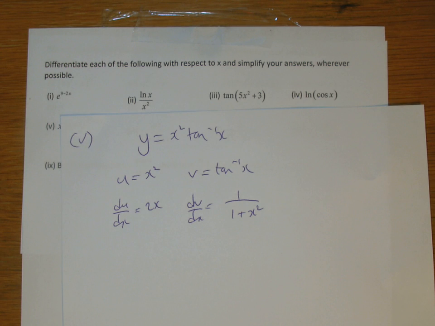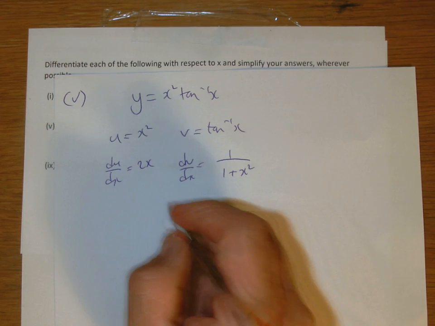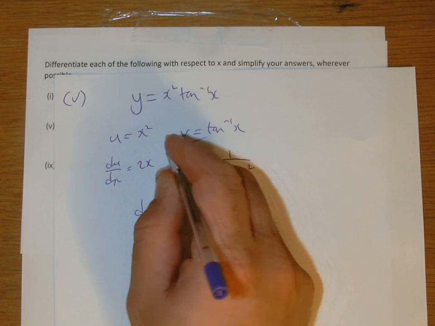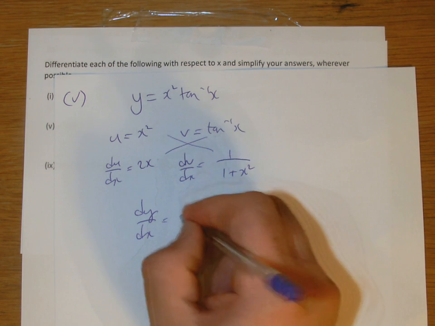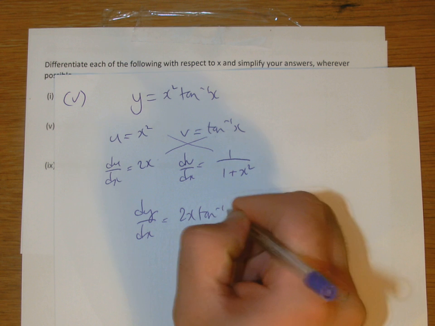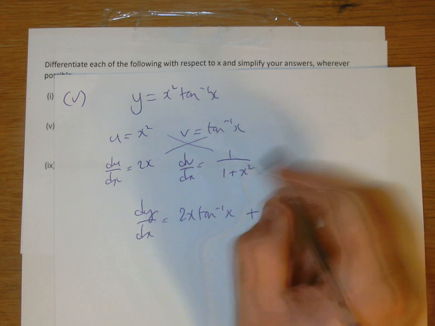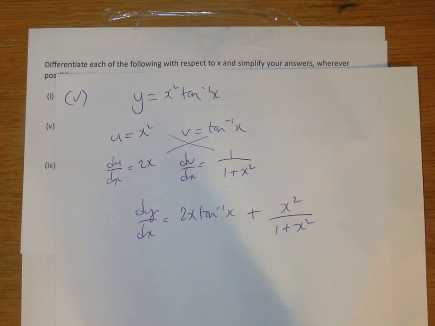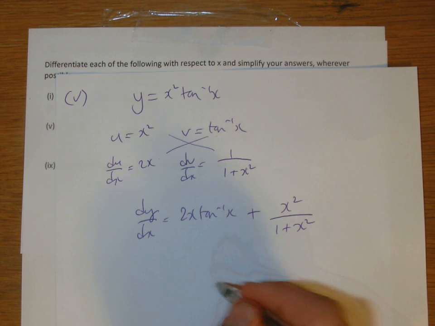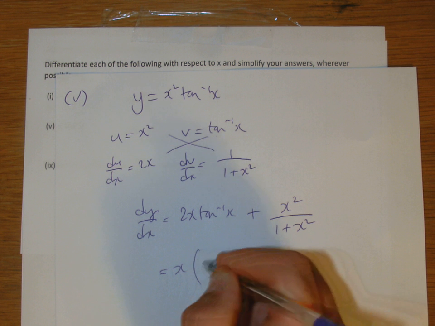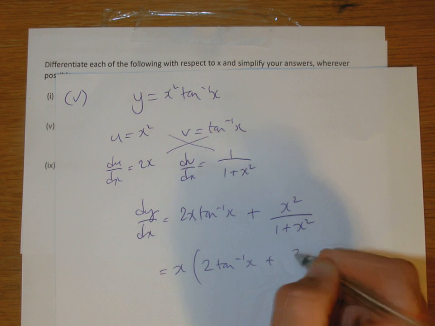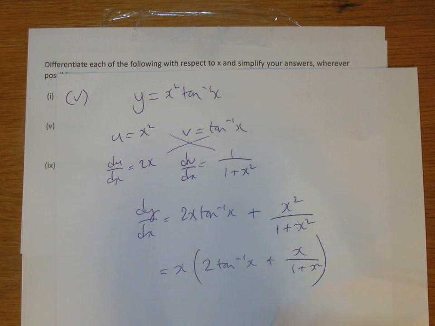Okay, so when you use the product rule then, you have dy dx equals that times that, this times this, so that times that will be 2x tan to the minus 1 of x, plus then this times this, will be x squared over 1 plus x squared. So you could leave it like that. You could even take an x out if you wanted to, because x is a common factor. You could sort of finish it like that if you wanted to.